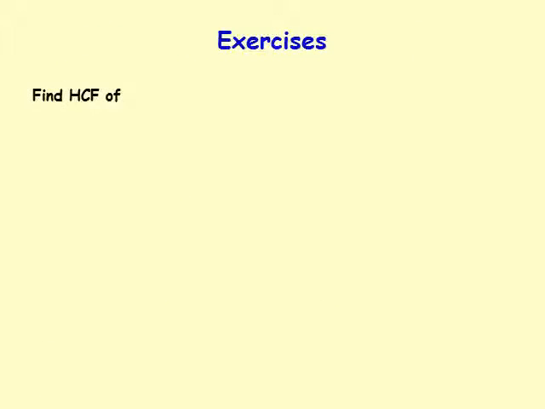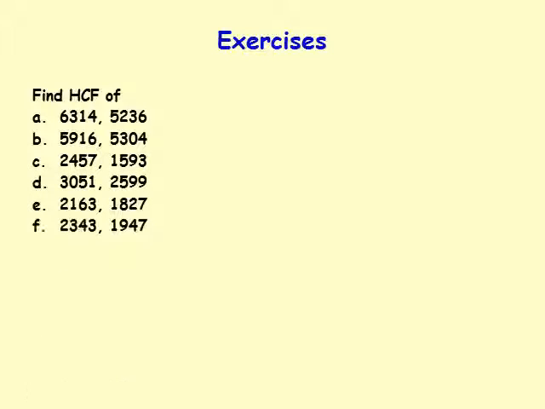Exercises. And I got these exercises also from the book Discover Vedic Math. Okay, let's continue. 6314 and 5236 are two numbers, and you find the HCF. The next example is 5916 and 5304. Next is 2457 and 1593, and some more.